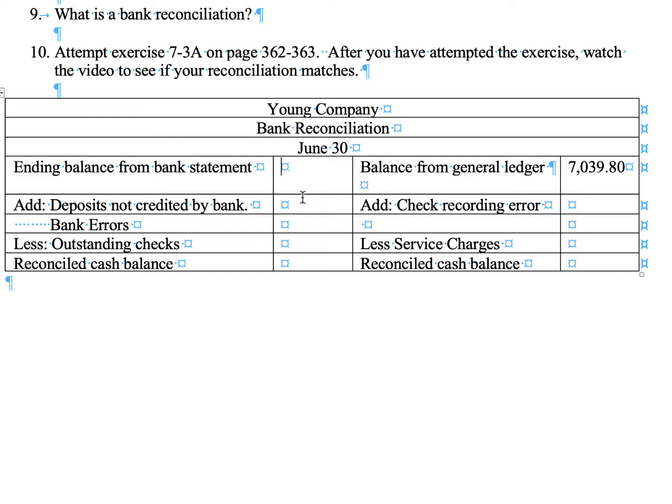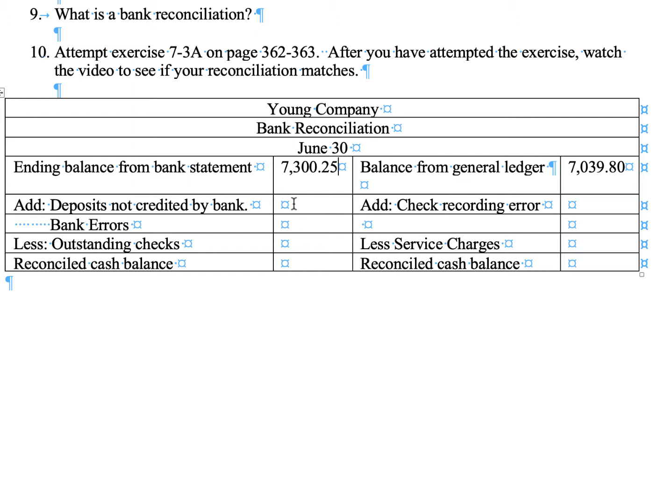Then they tell us that the balance per the bank statement as of June 30th is $7,300.25. I'm going to plug that in. So what is our cash balance? Is it 7,039 or is it 7,300? I don't know. Well, I can compare what I've accounted for versus what the bank has accounted for.